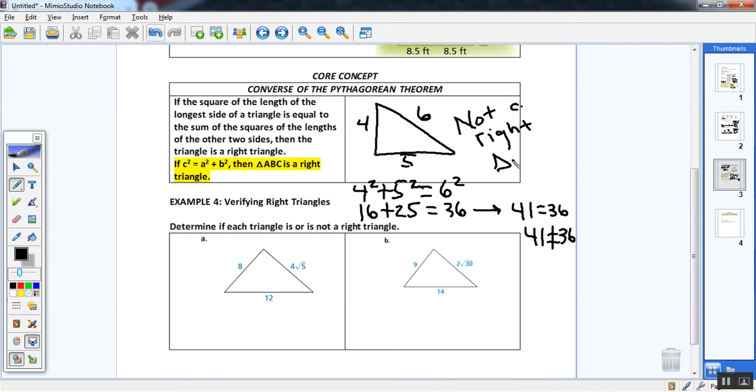So let's do one together down here. I'm going to show you how to handle these roots that are in here. I have a triangle. Sides are 8, 12, and 4 root 5. I don't know what 4 root 5 is, so I would check to see what 4 root 5 equals first in your calculator. So somebody do 4 times the square root of 5.